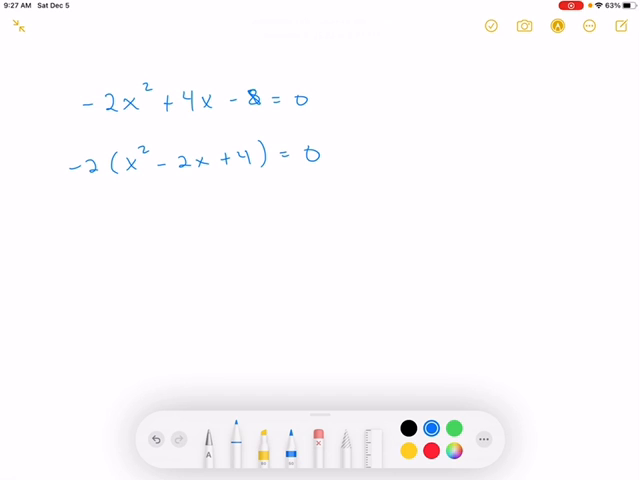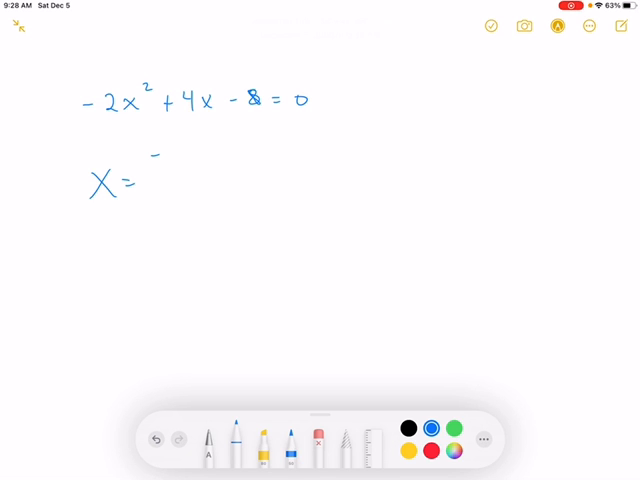All right, I factor out a 2. Then I try to see if the inside factors. Are there any factors of 4 that when I add, I get -2? I don't think so. So factoring doesn't work. All right, so the next thing is to do the quadratic formula.